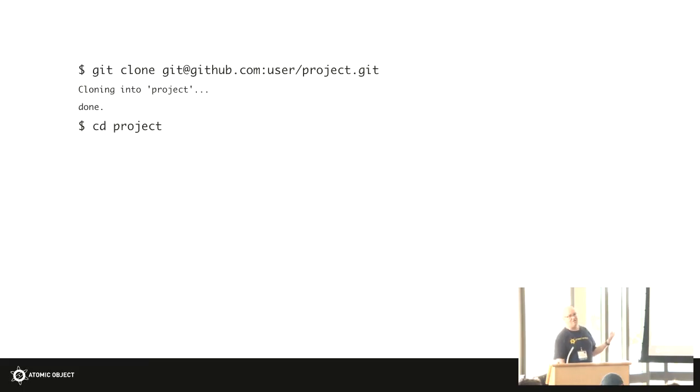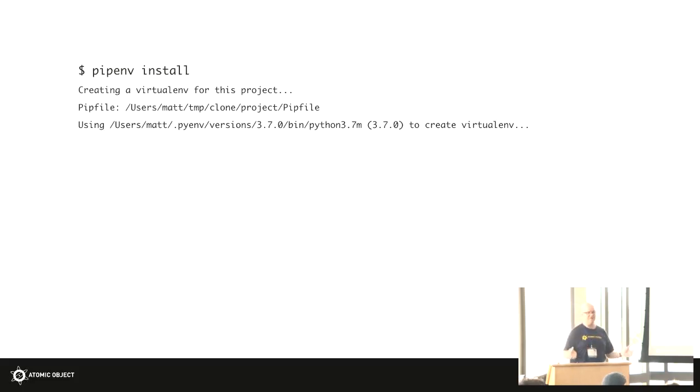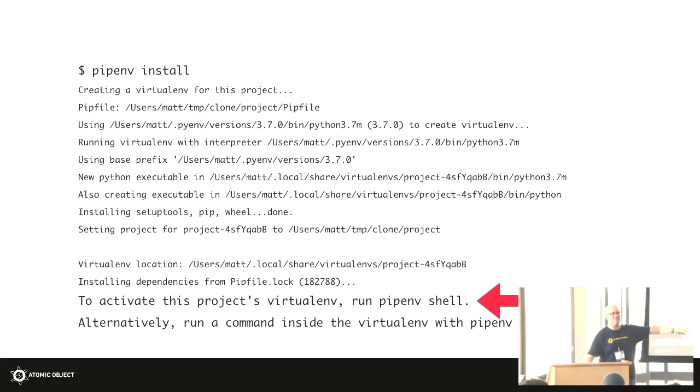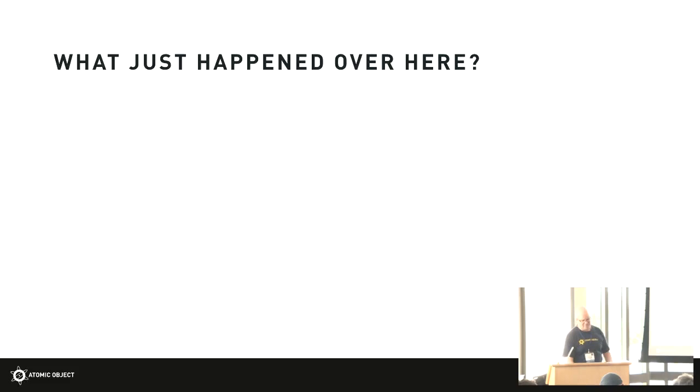Clone our repository, gives them a directory called project here, OK? And they just run pipenv install with no other parameters. Goes through, does all kinds of stuff. Gives them some nice friendly instructions at the bottom how to use their pipenv, and we'll cover those in a minute. But those last two lines are nice and friendly for people who may not be familiar with Pipenv yet. Well, let's talk about what happened over here.